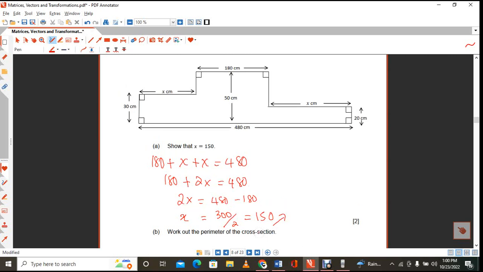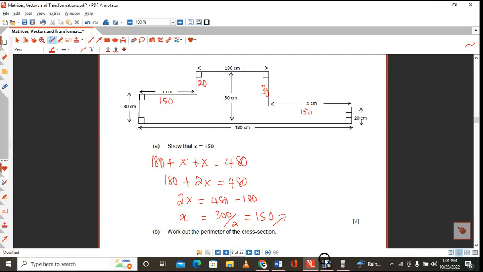Right, they want us to find the perimeter of the cross section. So before we do anything, we've got all the distances. We now know that this distance here is 150 centimeters. That one is also 150 centimeters, but we missed this distance here. So the whole thing is 50, okay, and this distance here is 20. So that means that this distance here will be 30, okay. Similarly, this is 30, so the whole thing should be all the way up to 50. So that distance there should be 20.